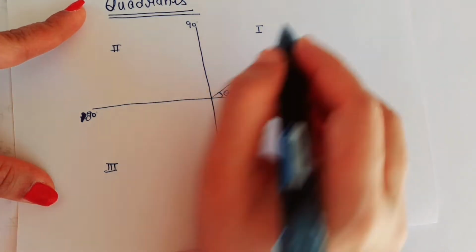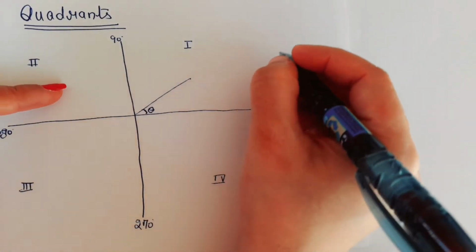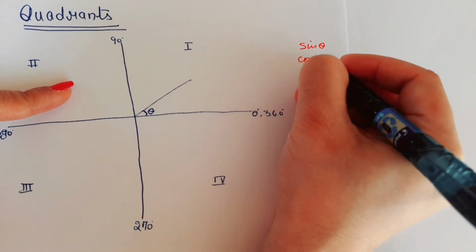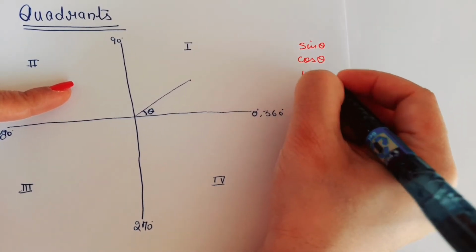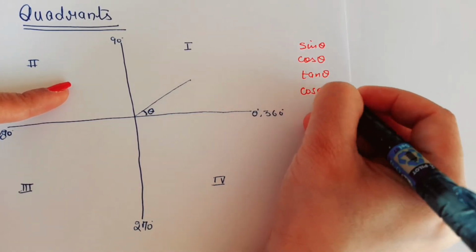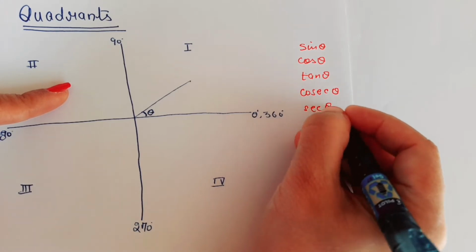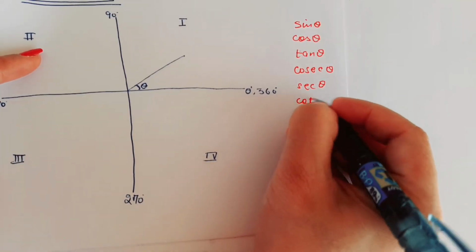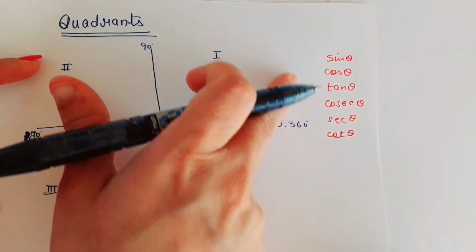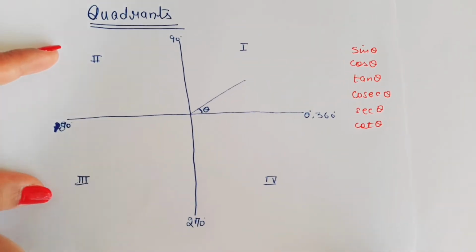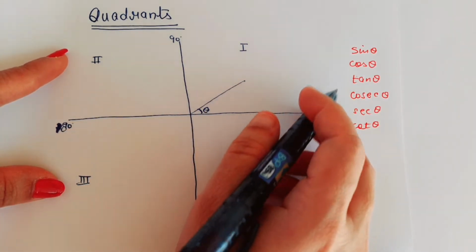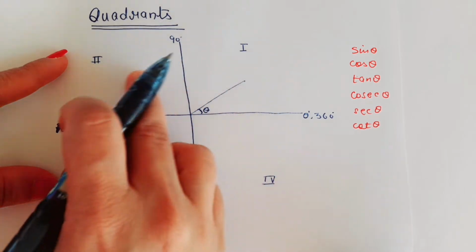So this is the first quadrant, and we know we have 6 ratios: sine theta, cos theta, tangent, cosecant, secant, and cotangent. Sine, cos, tan, cosec, sec, cot. We have 6 trigonometric ratios. So what are we going to do? We will find the value of these ratios on these angles.